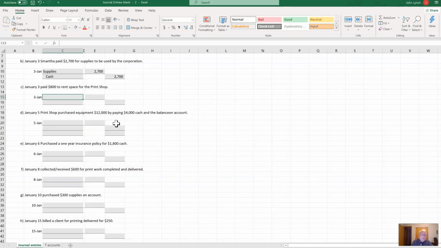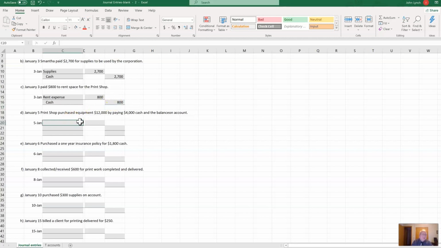Then on January 3rd, we paid $800 to rent space for the print shop. Okay, so again, we paid out cash, so it was for rent, so we want to debit rent expense for $800, and we will credit cash for $800. Okay, so on this one, we increased the rent expense account. You go back to your T accounts that we did last time, and we want to decrease the cash account.